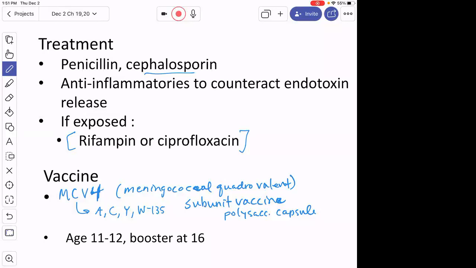Okay, so we don't give this to young children because, like I said, it doesn't do any good. They don't have a good response to these T-independent antigens. So they're typically given around age 11 to 12, hopefully with a booster before kids leave home and go off to college.